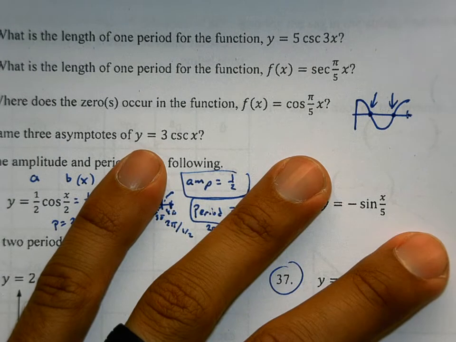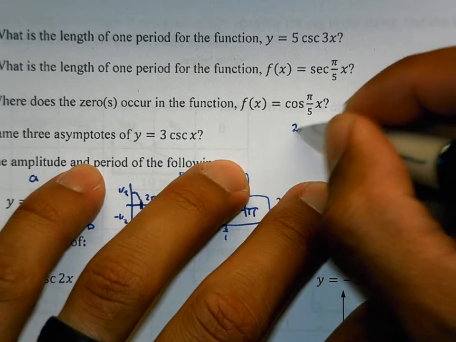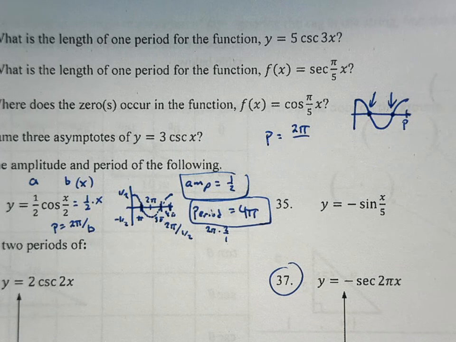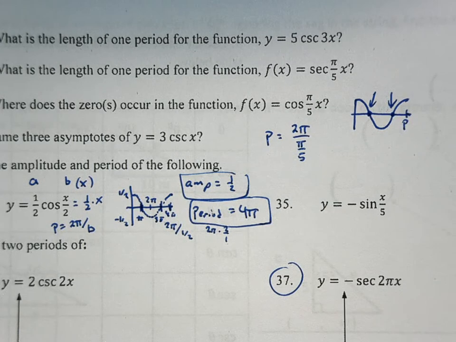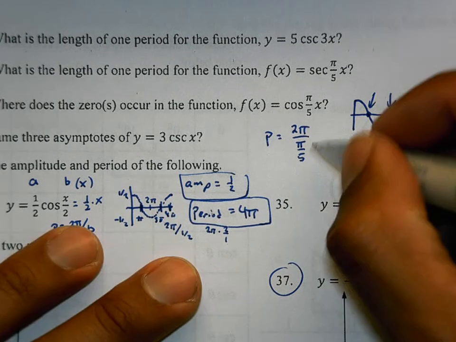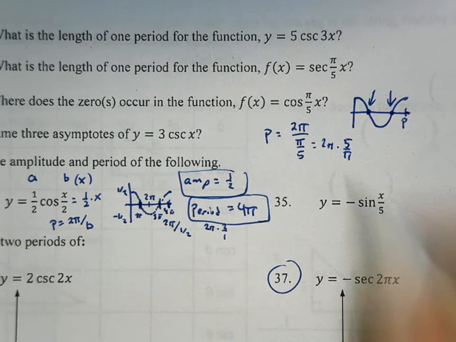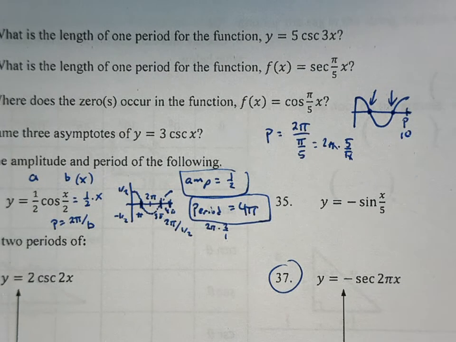The first thing we would have to know is what's the period going to be? What's that end of the period? Period equals 2 pi divided by b. The b value is pi over 5. Now, instead of dividing by pi over 5, why don't we take that and multiply by the reciprocal instead? Which means that the period is going to be 10 radians. Not 10 pi radians, just 10 radians.